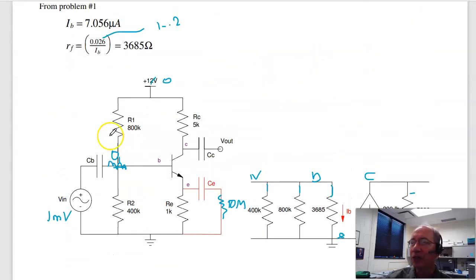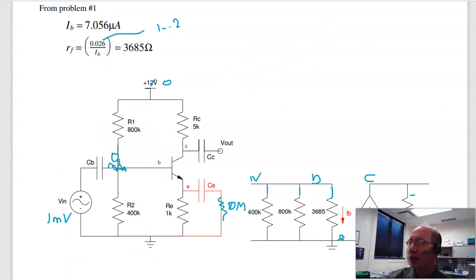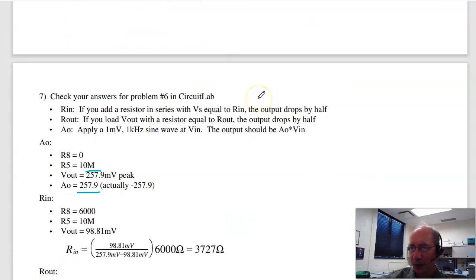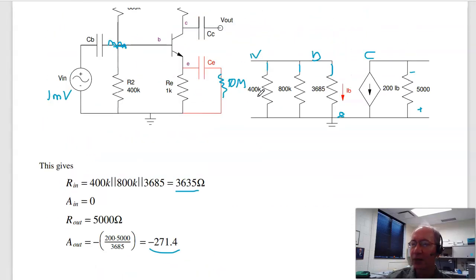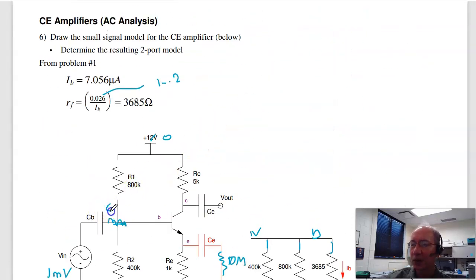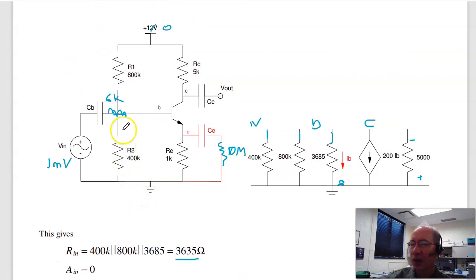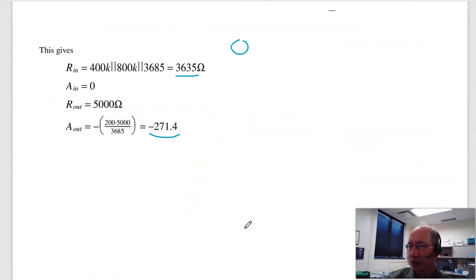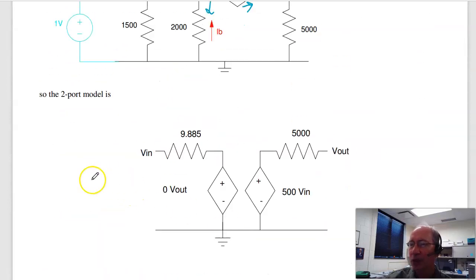To find the input resistance, I'll make R out 10 meg and make this, let's see, what did I make it? 6,000. And now find the output voltage. And what you're doing is, again, you got your two-port model. So where's my two-port model? Got my two-port model right here.